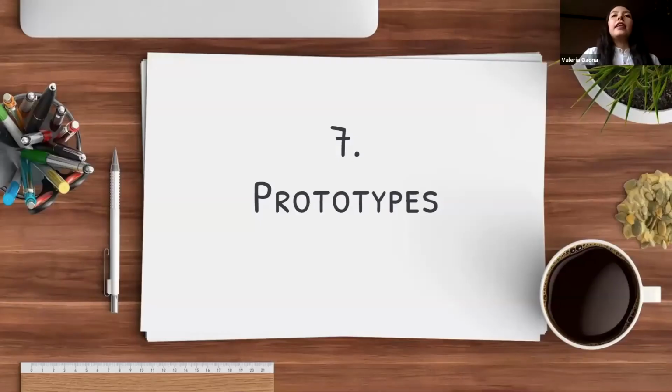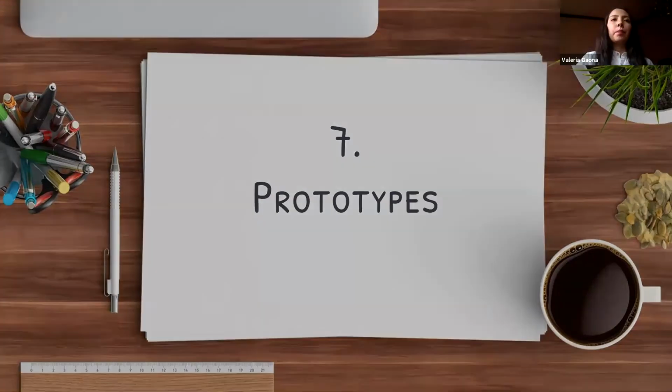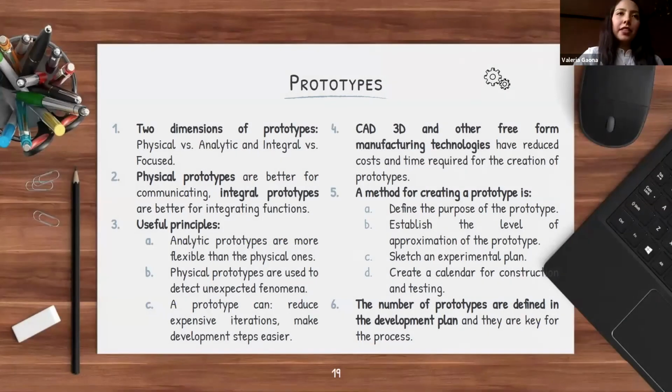Number 7, now that you have a valid decision for your concept, you would like to do some prototypes. There are 2 dimensions of prototypes: physical versus analytic, and integral versus focused. Physical prototypes are better for communicating, and integral prototypes are better for integrating functions because they are more complete. There are 3 useful principles about prototypes, which are: analytic prototypes are more flexible than the physical ones because you can just directly edit them on your computer.